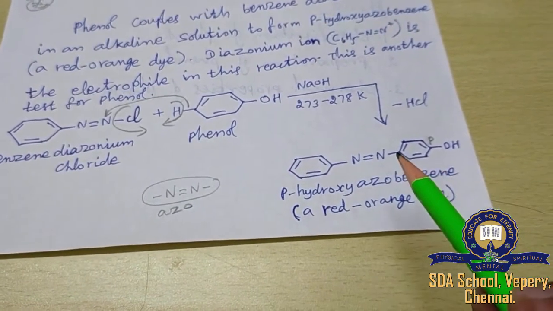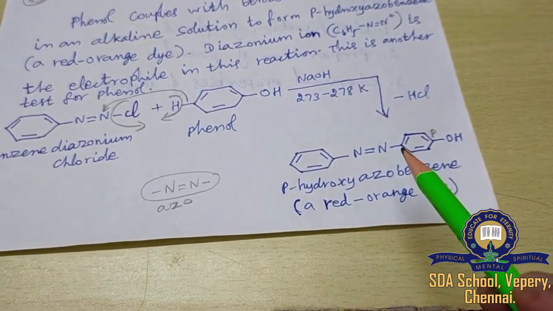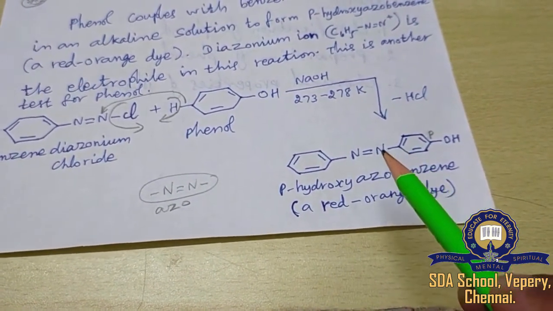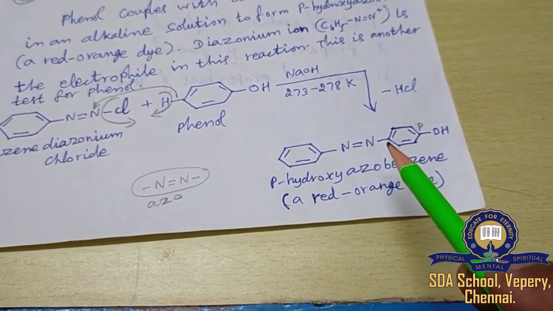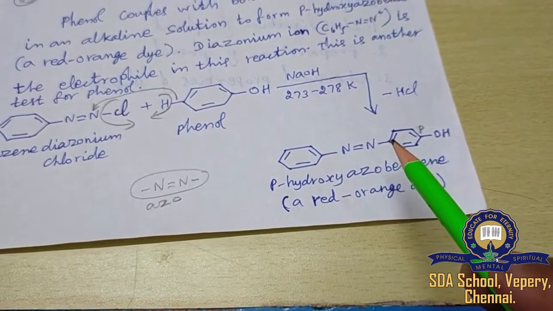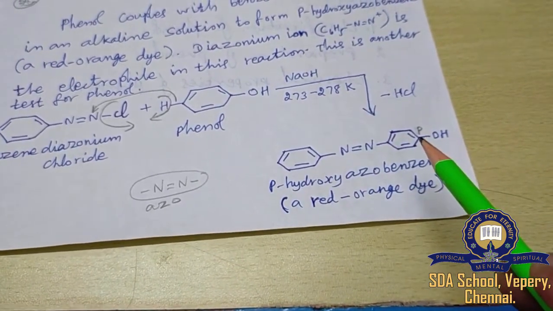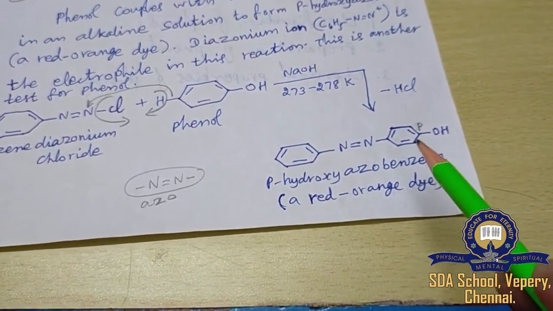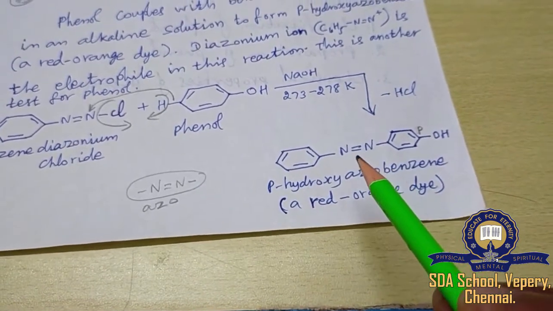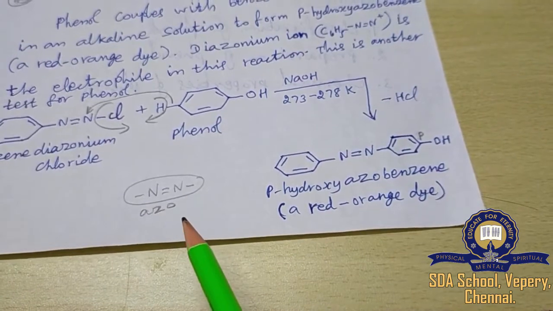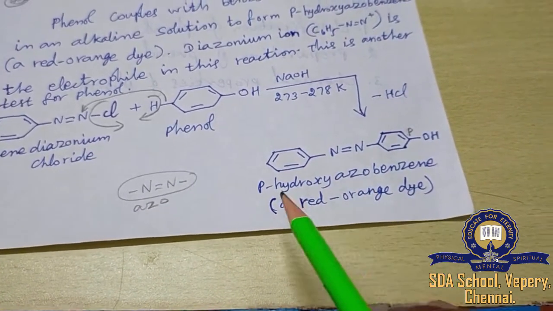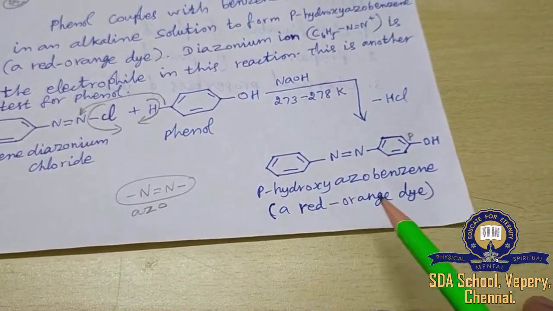That means the carbon of this benzene ring is attached with this nitrogen. So with that nitrogen, this carbon, let it be position 1. So the opposite position is the para position. So para-hydroxyazobenzene. Azo means they represent the N double bond N system. Usually wherever there is an N double bond N system, the name should come as azo. So para-hydroxyazobenzene. It is a red orange dye.